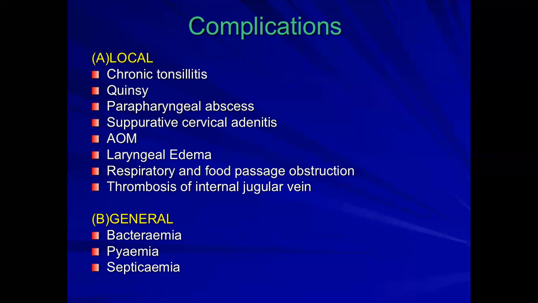Generally, what happens in our body? These are the things which are present mostly in the throat side. But in the bacterial class, the whole body suffers if you have not treated acute tonsillitis properly. That is bacteremia. Second is pyemia. And third is septicemia.